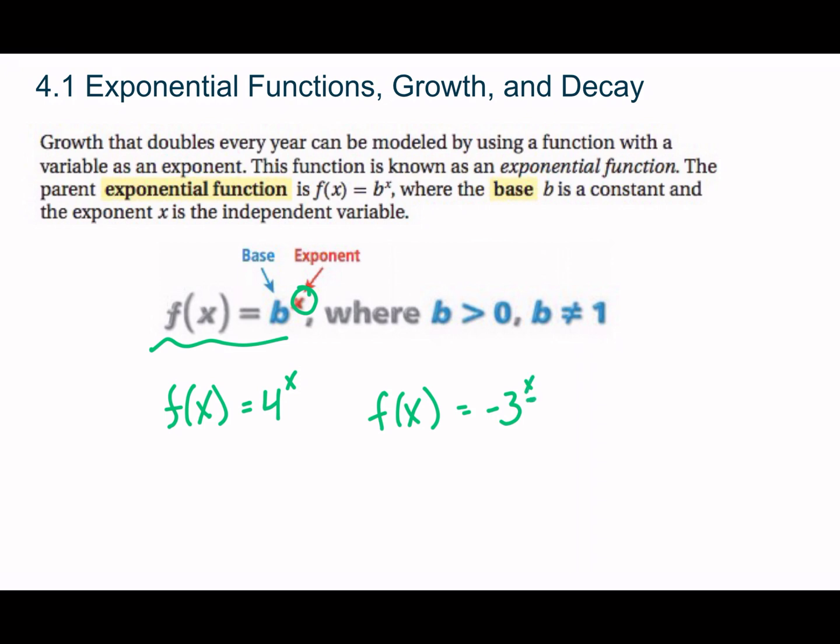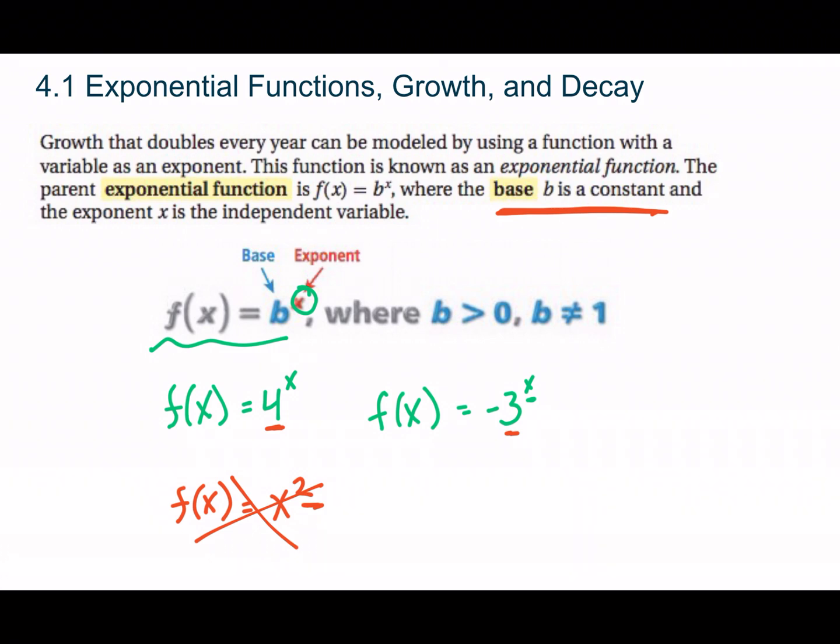Something that's not an exponential function would be like f of x equals x squared, because here 2 is in the exponent. That does not follow the rules of an exponential function, and that's actually a quadratic function. So we have our base, b, which is a constant, always a number where b is greater than 0 and b cannot be 1. Okay, so that's an exponential function.